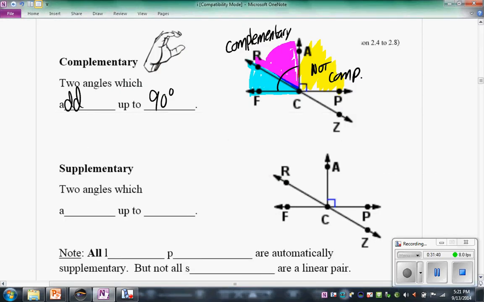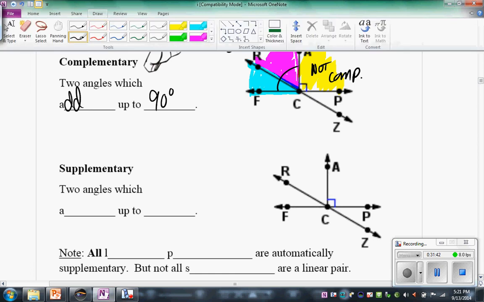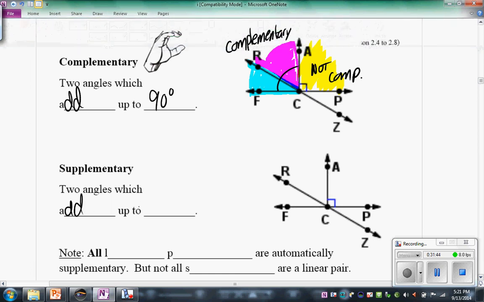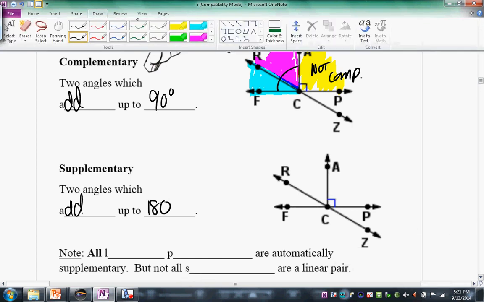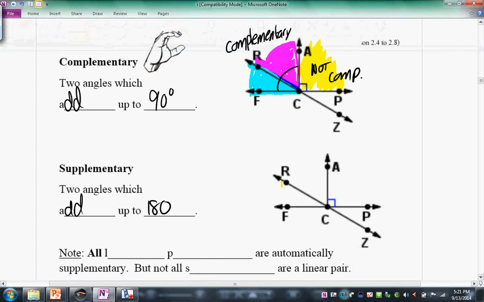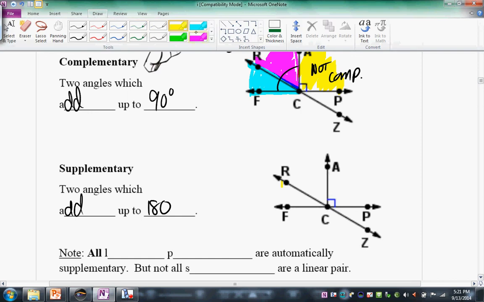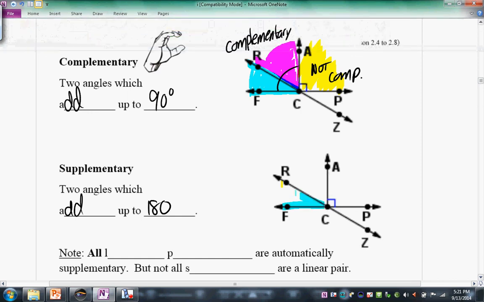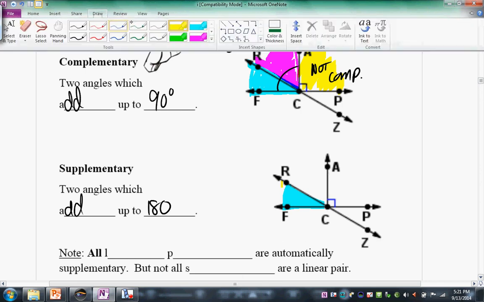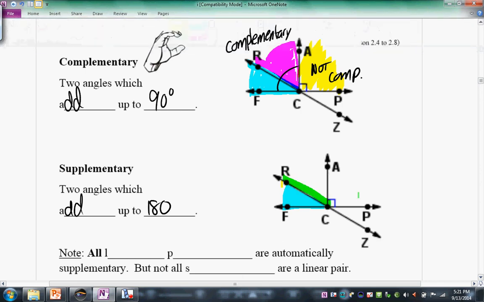Not to be confused with supplementary angles. Supplementary angles add up to 180. So any two angles add up to 180. So for example, if we had FCR and RCP, those would automatically be 180 degrees.